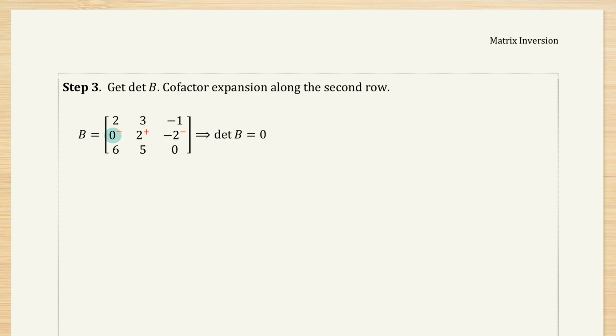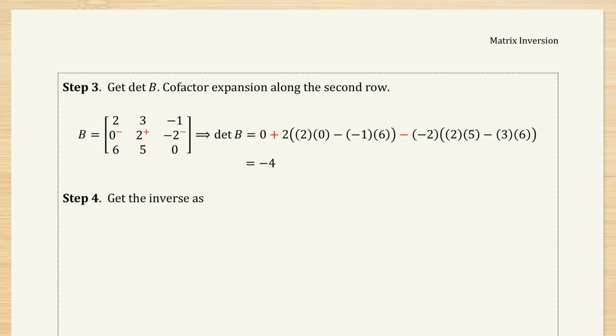The first part is just 0, and then we move on to the 2, cross off the row and column that has the 2, and then take the determinant of that. 2 times 0 minus a -1 times 6. And then -2. But then there's that negative associated with that position, so it's a -2. Cross off the row and column that has the -2 and then get the determinant of that. 2 times 5 minus 3 times 6. Simplifying, the determinant of B is -4. Now we put everything together.